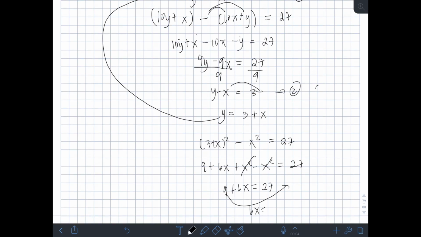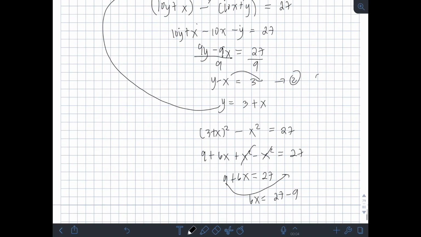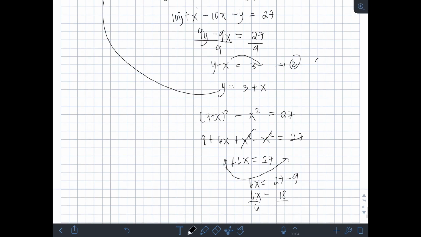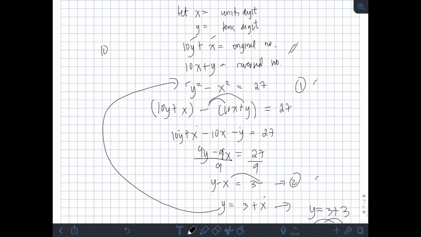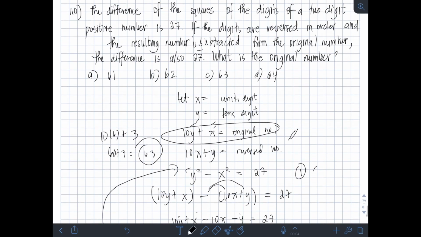Transpose si 9. 6x is equal to 27 minus 9. 6x is equal to 18. Divide both sides by 6. X is 18 divided by 6 is 3. So, x is 3. Therefore, si y is, substitute natin dito, 3 plus x na 3, y is 6. So, therefore, yung number natin is 10 times y na 6 plus yung x natin na 3, 60 plus 3 or 63. So, therefore, the answer is 63.